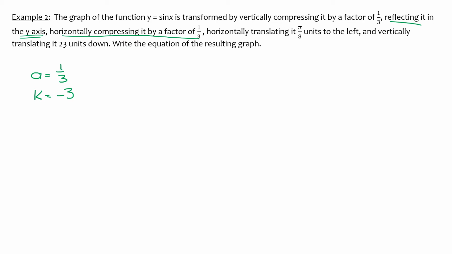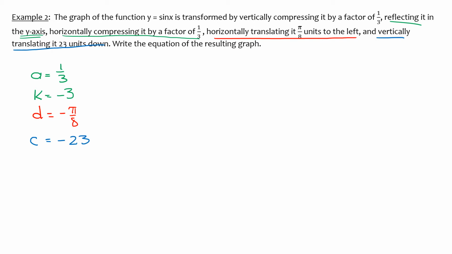It's the opposite of what you think it's going to be. The next one is D. Horizontally translating pi/8 units to the left. So again, if it's going pi/8 units to the left, that means it's a negative pi/8. But in our equation, it's going to be the opposite. It's going to be a positive. I'll go over that in a second. And then we've got the last piece. We've got vertically translating 23 units down. That is, of course, the C value, so it's going down 23 units.